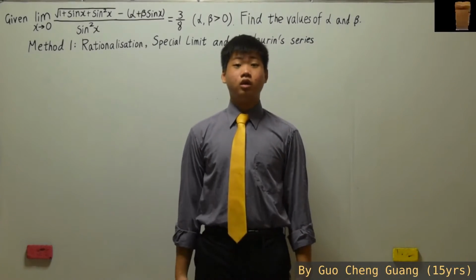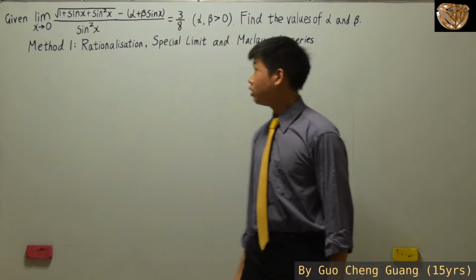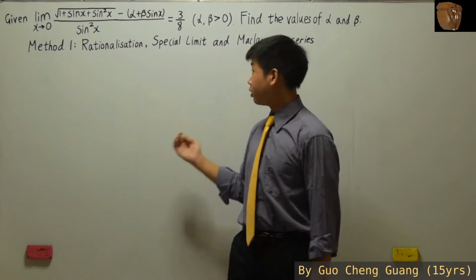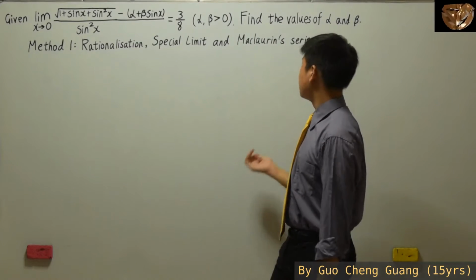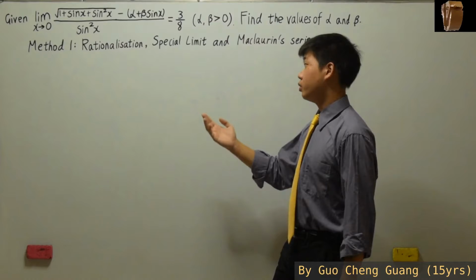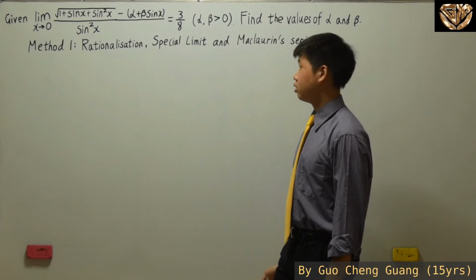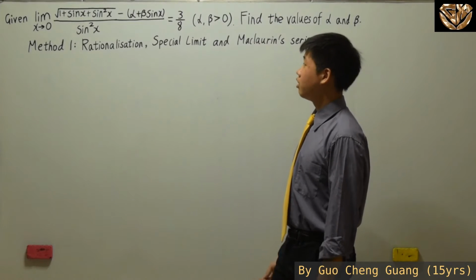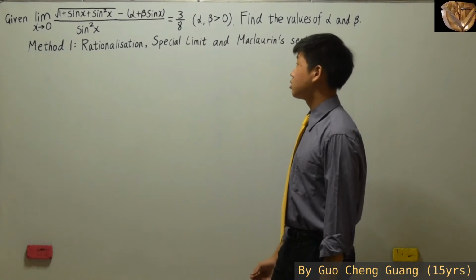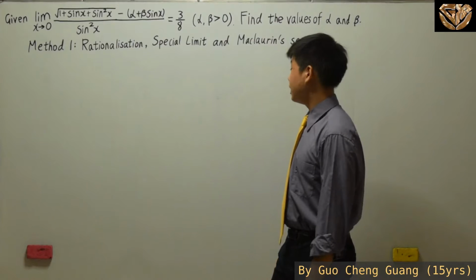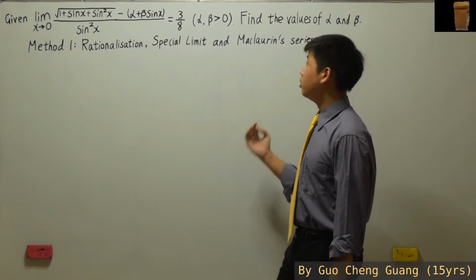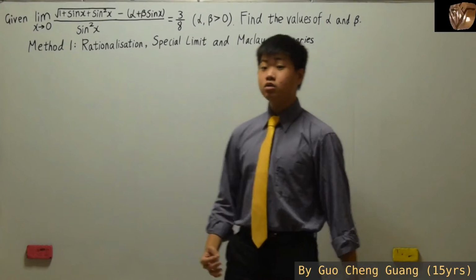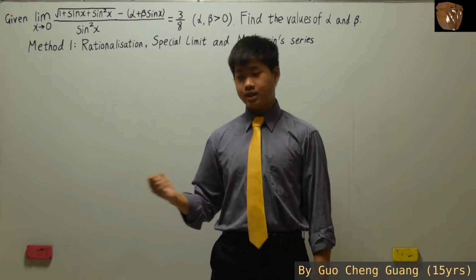In this lesson on limit calculation, we're taking a look at this example we had in a previous lesson, where we used method 1, rationalization, special limit, and Maclaurin's series. The example is: limit as x approaches 0 of (square root of 1 plus sine x plus sine square x, minus (alpha plus beta sine x)) over sine square x is equal to 3 over 8. We're also given that alpha and beta are both greater than 0. So we need to find the values of both alpha and beta.